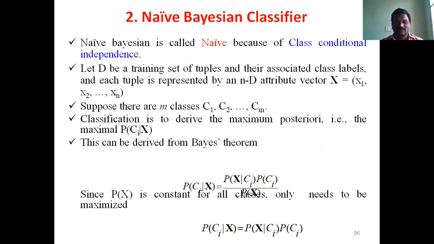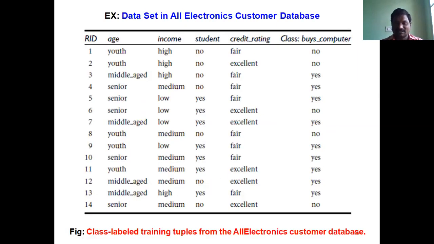In Naive Bayesian classification, D is a training data set with associated class labels. Each tuple is represented by an attribute vector X equal to x1, x2, and so on. Suppose m classes are there, represented as C1, C2, up to Cm. In this data set, C1 means no and C2 means yes.